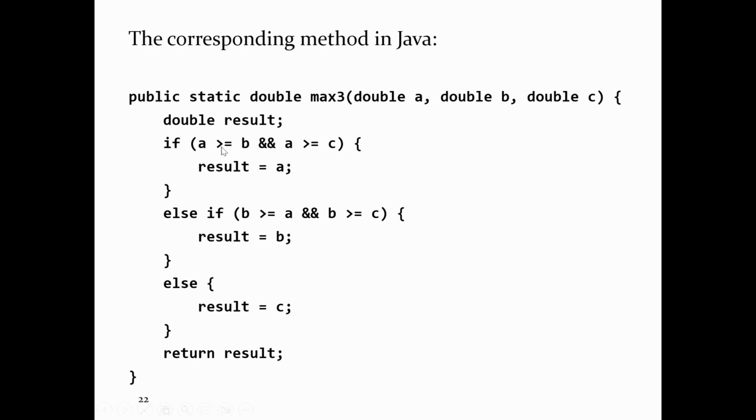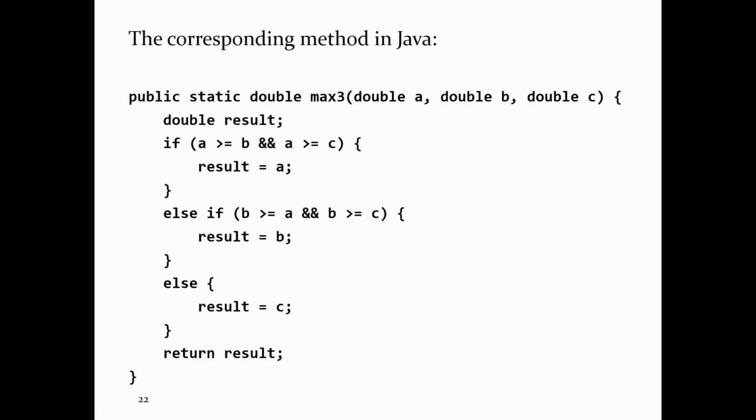Now what about our conditions? When you write your conditions in Java, there's only one overall condition. You can combine conditions inside, but the overall condition must be inside parentheses. The operators greater than or equal to, less than or equal to, equals equals, and exclamation mark equals for not equals are the same.